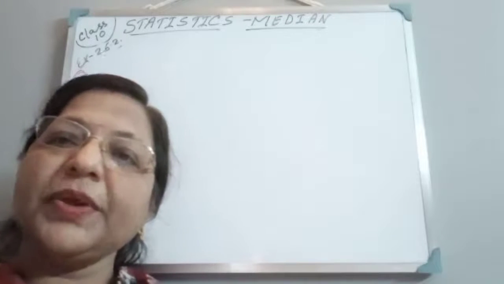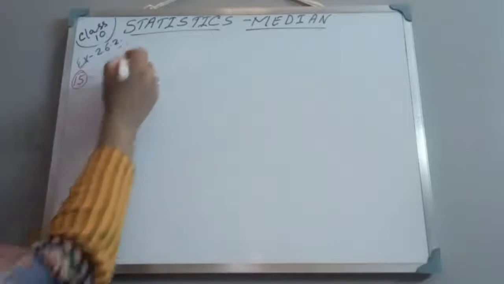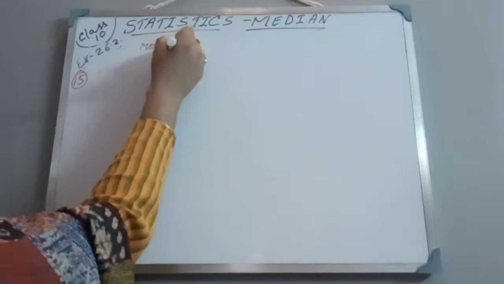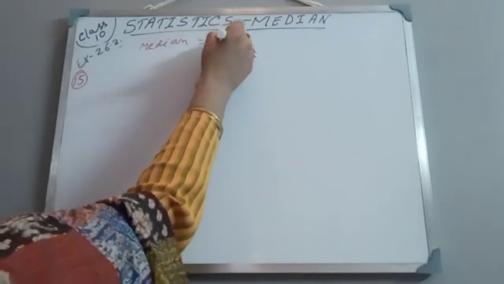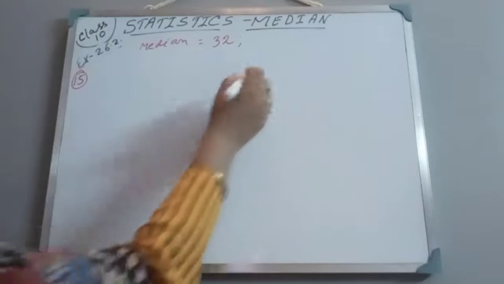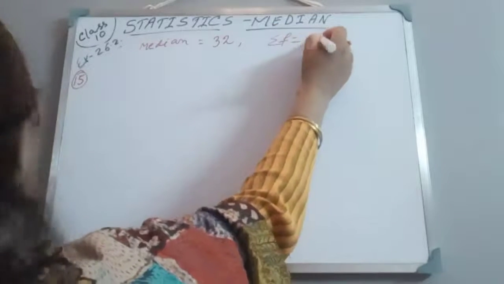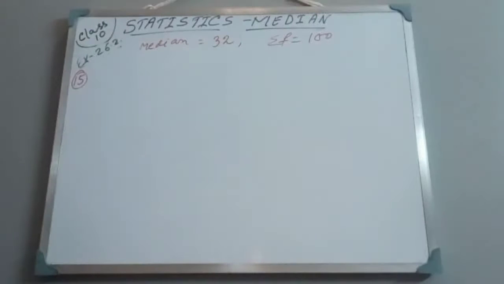Class 10 exercise 26.2. This is the last sum, sum number 15. What is given? If the median of the following data is 32, median given to us. It's a very important sum also. Median is 32. Let us determine the values of x and y when the sum of the frequencies is 100. Sum of the frequencies, sigma f equals 100, that is given to us.